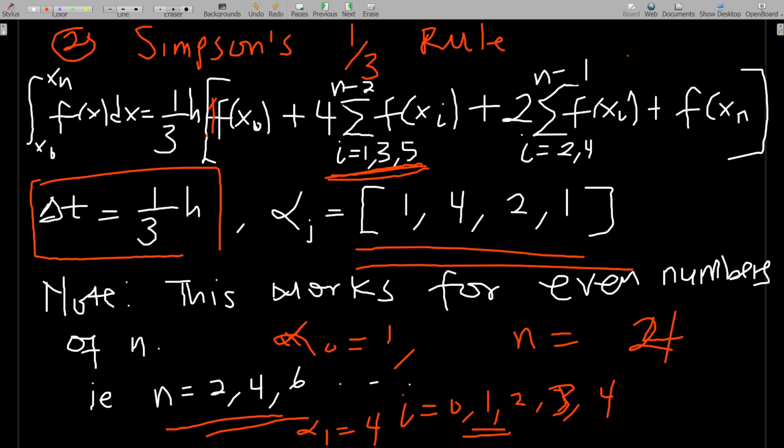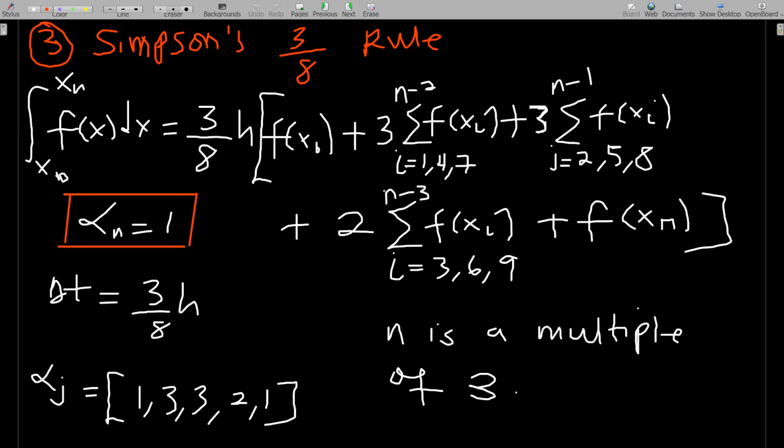And I believe you know the delta. The delta t is always simple. With the Simpson 3/8, delta t is given as this, 3/8 h, and n is a multiple of 3. So for this formula to work, n should be a multiple of 3, and the coefficients are these. So use that same analysis for finding the alphas.